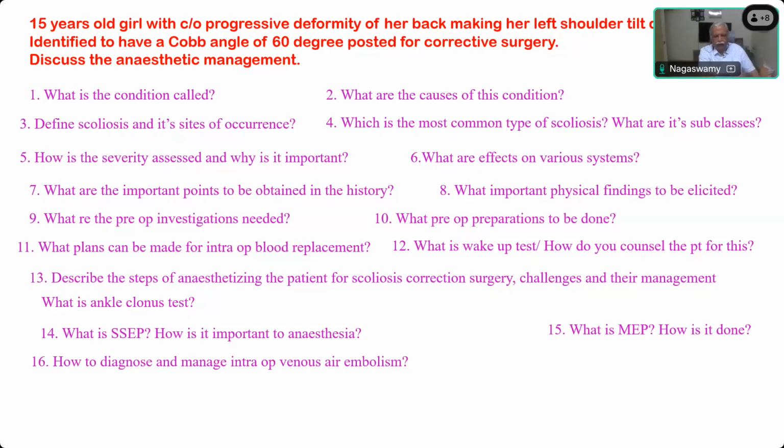So which veins will suck in the air? Epidural veins, the epidural venous plexus. They are capable, because of the negative pressure, of sucking in air and then absorbing the air into the circulation. So, what are the signs of identifying venous air embolism? Sudden hypotension, sir, and a decline in ETCO2, sir. So, how do you manage that?